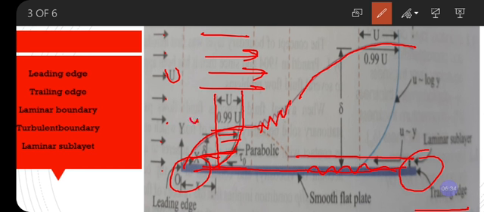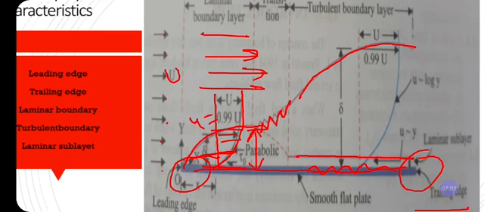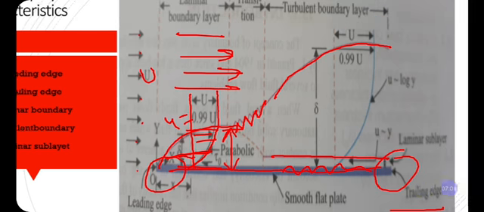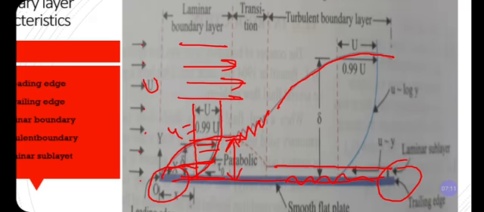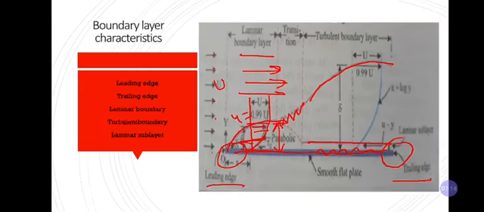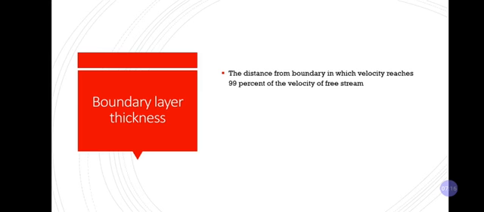That is small u equal to 0.99 capital U, and this depth is called the boundary layer thickness. Because it is a thickness, its unit of measurement would be meters, and that thickness where the velocity reaches 99% of the mainstream velocity is called the boundary layer thickness. We have to remember this. It is denoted by delta. You can see delta here also, and here also. So this is the boundary layer thickness.